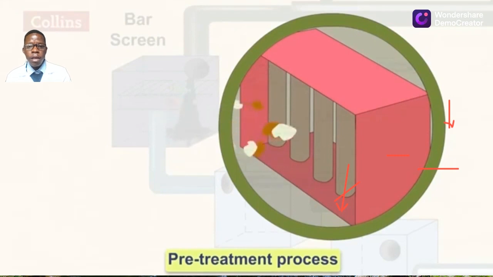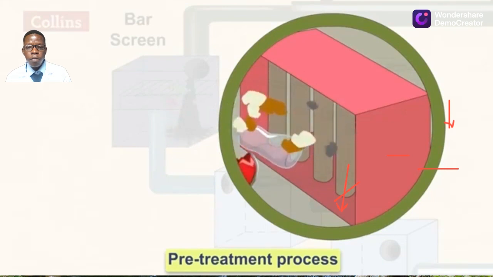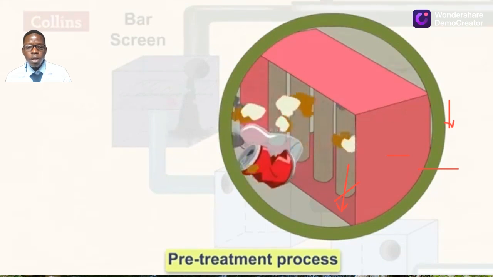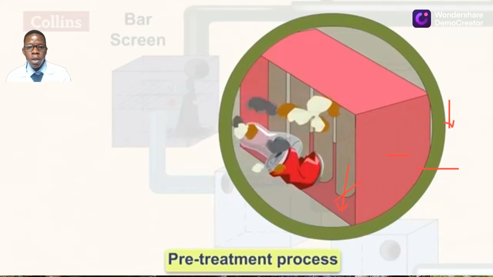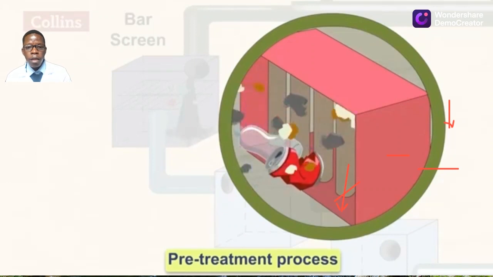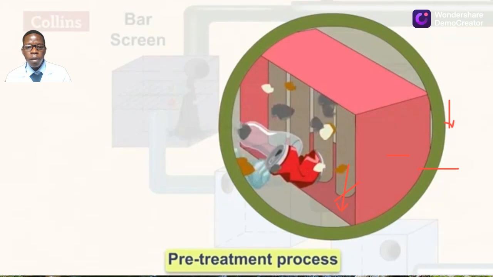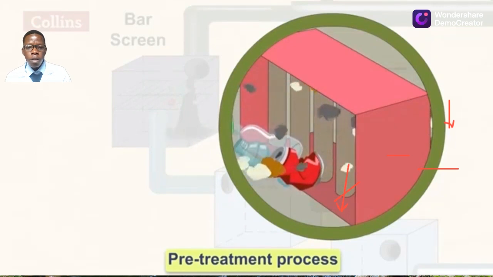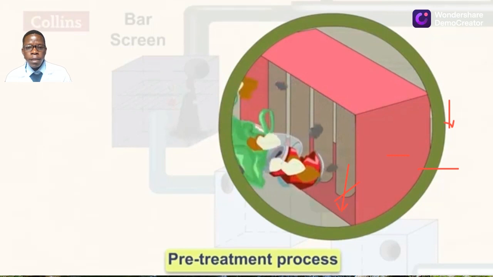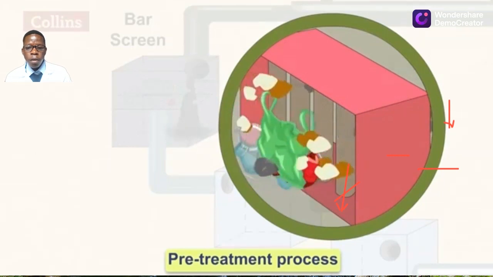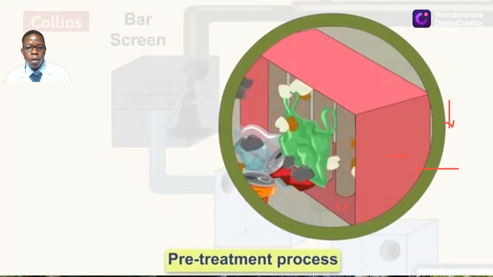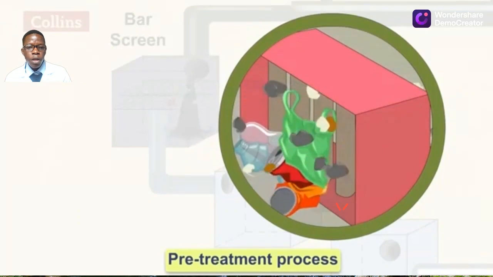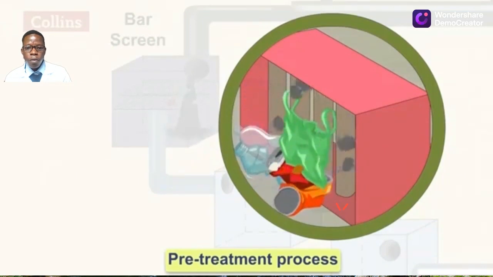And then the third step is the screening process. In the screening process, we have metal bars which help in filtering out the large objects like the bottles, the diapers, the pads. All of them are separated at this point using these grid metal bars at the screening stage.